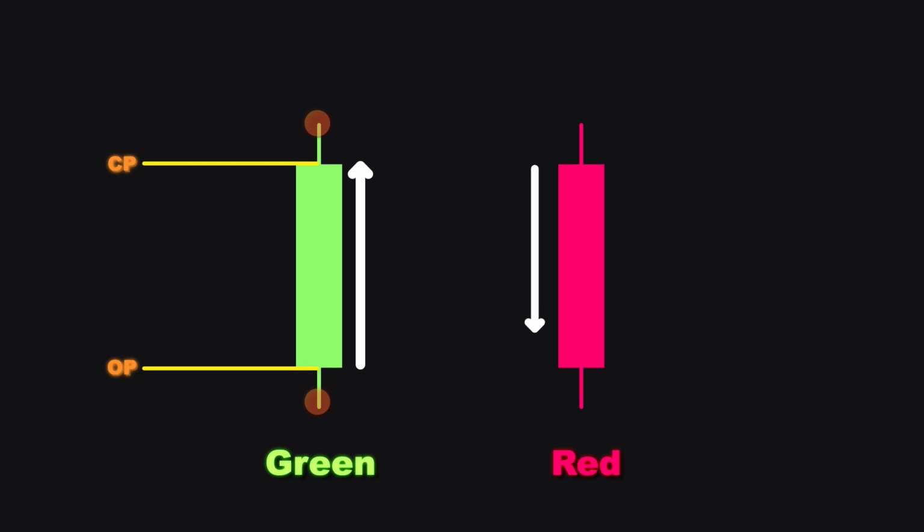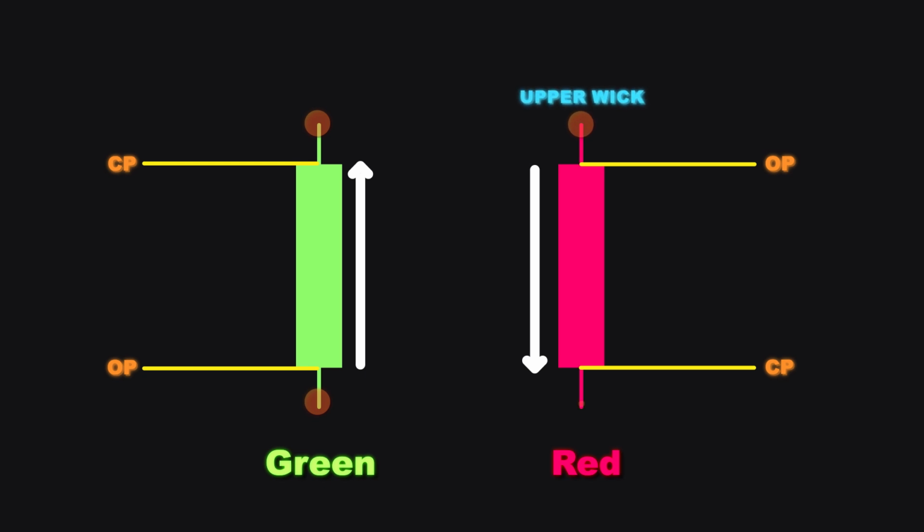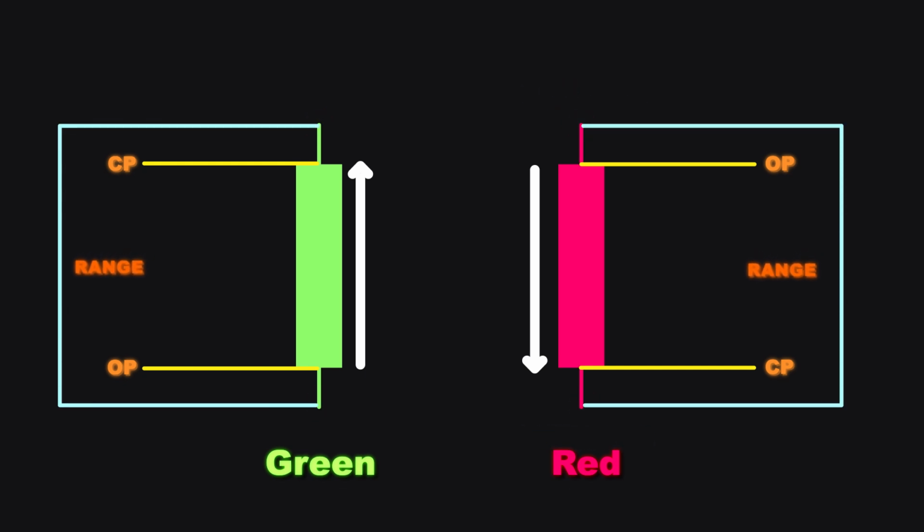During the formation of a red candle, sellers move the price down from its opening price. Consequently, the opening price is above, and the closing price is below. The upper wick represents the high price of the time period, while the lower wick indicates the low price of the time period. Collectively, we refer to this entire area as the range of the candle.